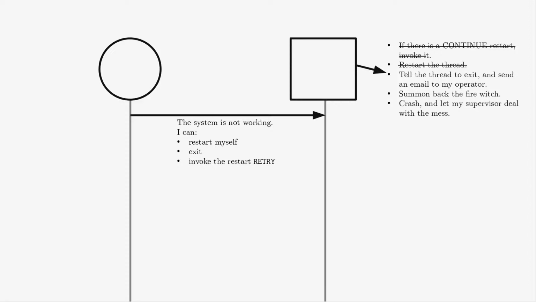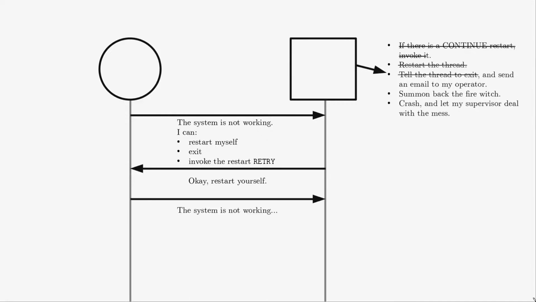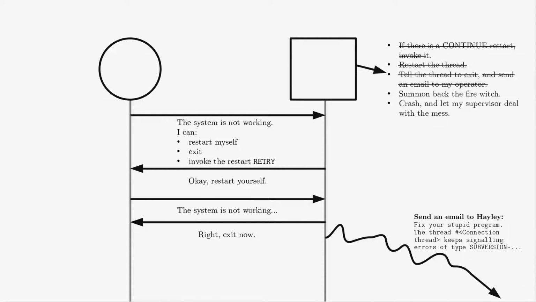Then we could have the supervisor look at a list of things that it should do. We've already crossed it out, but it might say to restart the thread. We might tell it to restart the thread. Then, say it doesn't work again. Then we'll try something else instead. We'll say, tell the thread to exit and write a scolding email to me, because that's the only way I get things done.